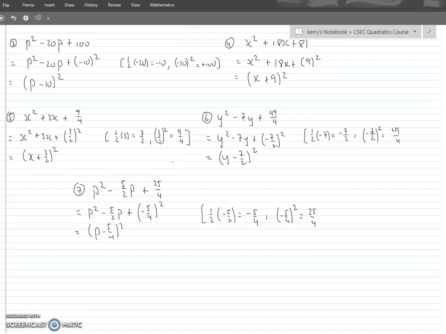So with that being said, this is the perfect square. And in the next section, we are going to learn how to use the perfect square to help us sketch a graph. So that's it for this session.